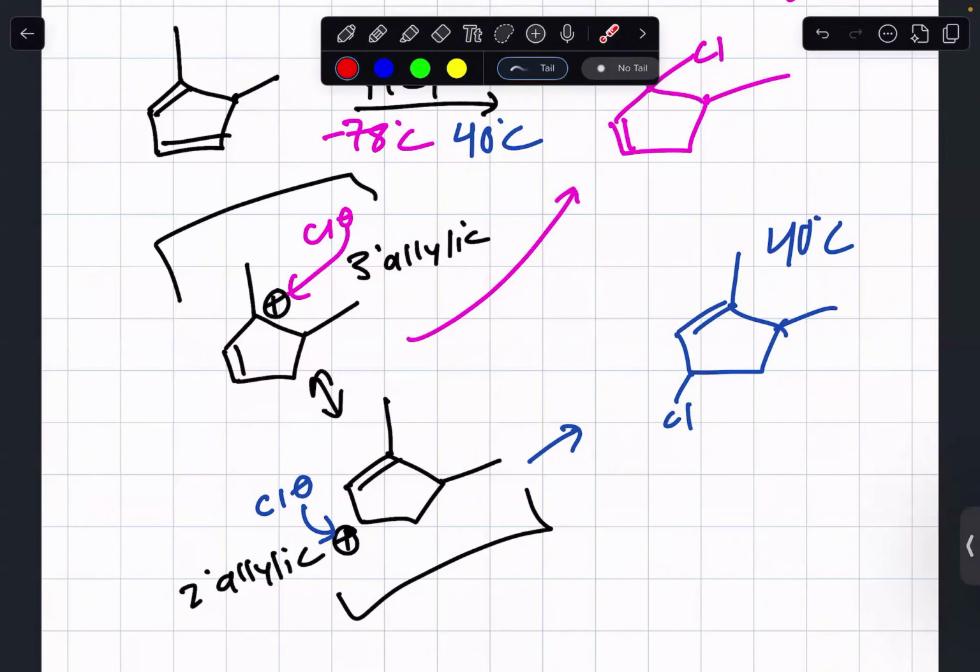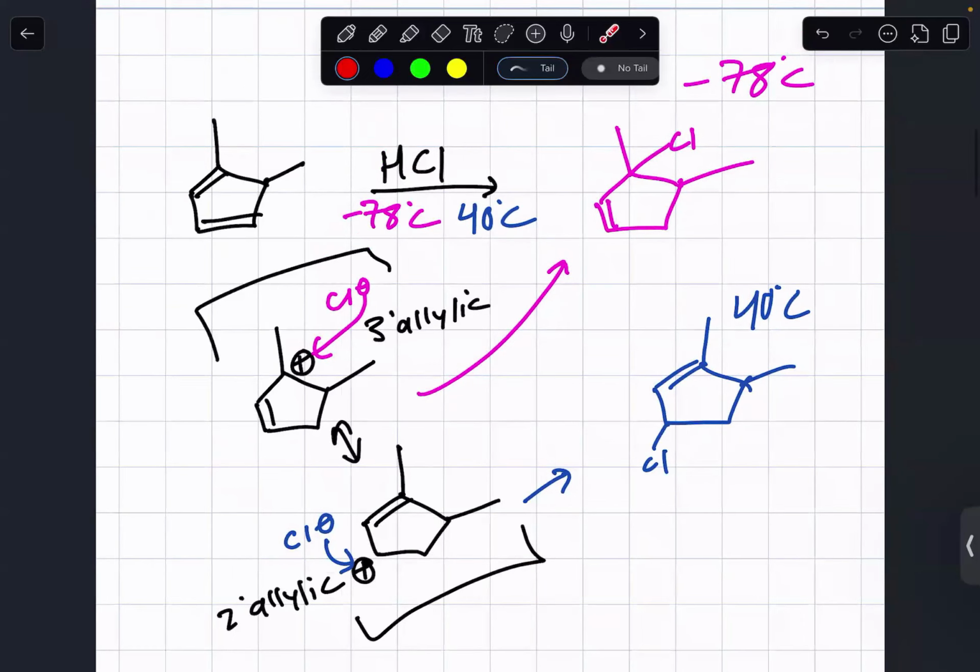So the thermo and kinetic are only going to be based on one set of resonance structures usually. Yes. One set of resonance structures. Okay, that makes sense.